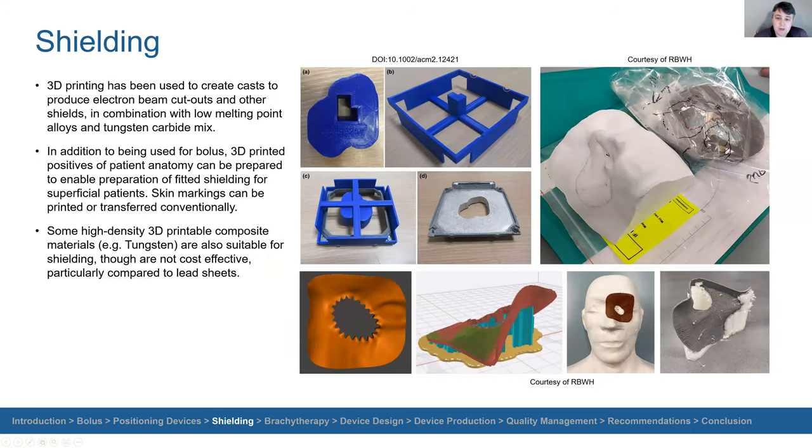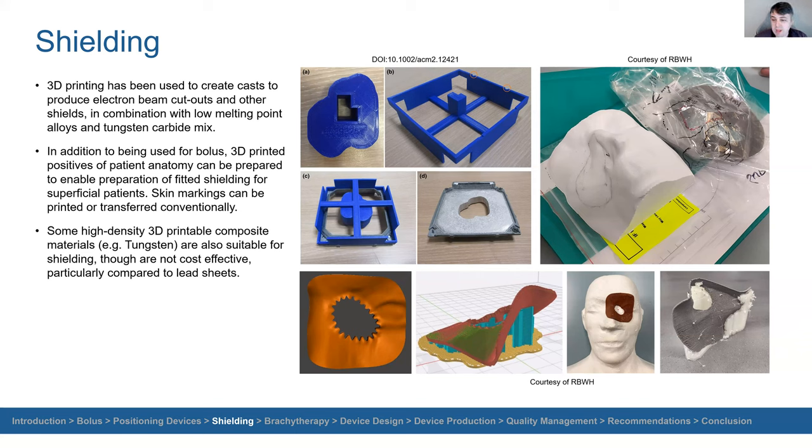Shielding is another option. 3D printing has been used to create casts that can be used to produce electron beam cutouts with low melting point alloys, or potentially things like a tungsten carbide mix, which would be a non-toxic alternative. Potentially a way to replace some earlier mold room type equipment with 3D printing to get really good results. In addition to being used for bolus, you can print positives of patient anatomy in order to maybe hammer out some lead sheeting to best fit the patient for a superficial treatment, for example.